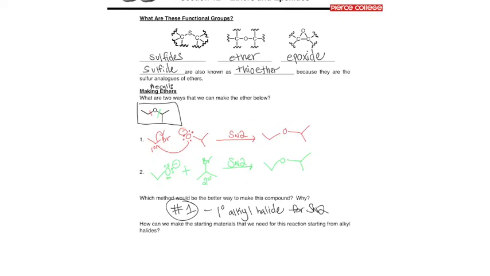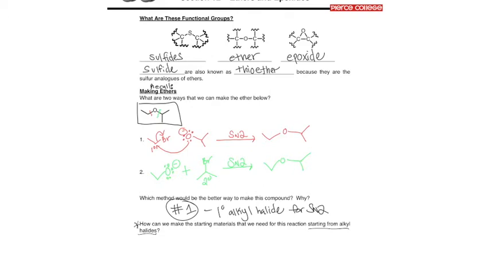Now, we've gone pretty far with functional groups in this class, so we always want to keep those connections in mind for the sake of any syntheses that we're doing. So another question, that's the point of this prompt down here. How can we make the starting materials that we need for this reaction, starting from alkyl halides?